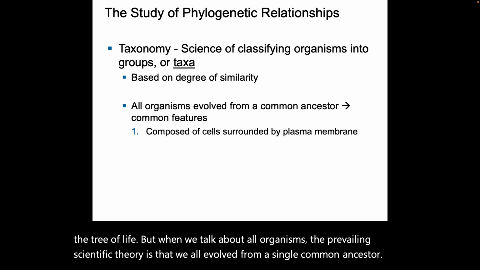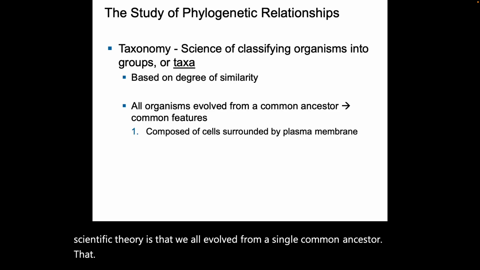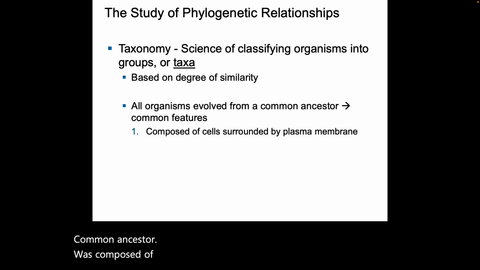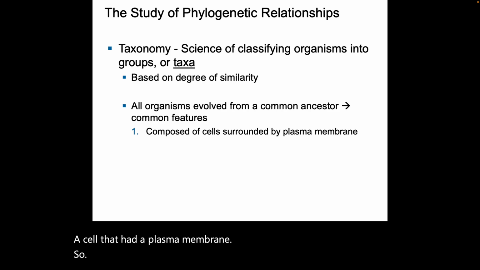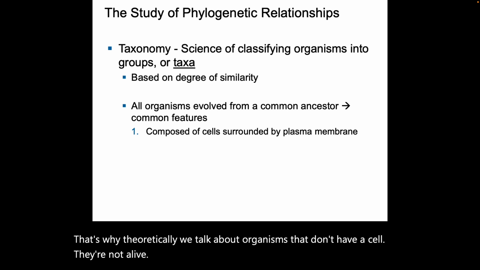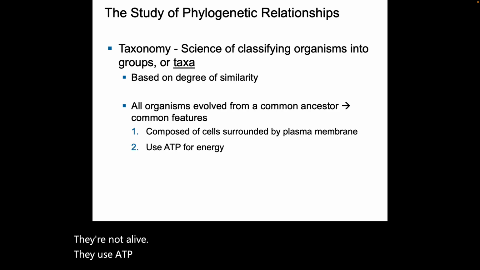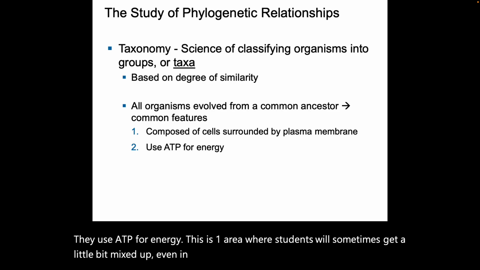That common ancestor was composed of one or more cells, one cell, right? A cell that had a plasma membrane. So that's why, theoretically, we talk about organisms that don't have a cell, they're not alive. They use ATP for energy. This is one area where students will sometimes get a little bit mixed up, even in advanced microbiology classes.